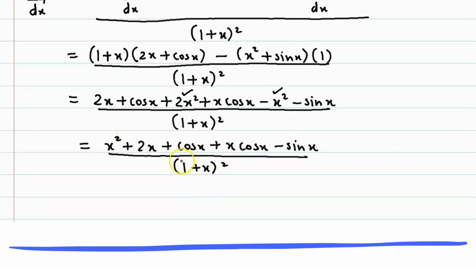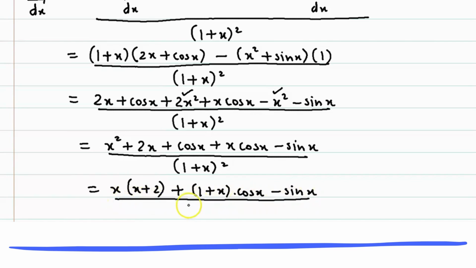Further simplification could be done. We can just take x as the common factor over here. So we have x (x plus 2) within brackets. Now in these two terms we could take cos x as the common factor. So here we would be left with 1, and here with x and the common factor cos x. So here we have taken cos x as the common factor, and lastly we have minus sin x, the whole thing divided by (1 plus x) the whole square. So this is the value for dy by dx.